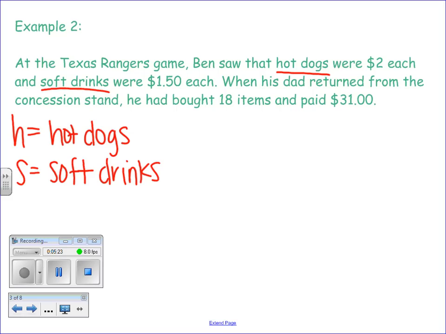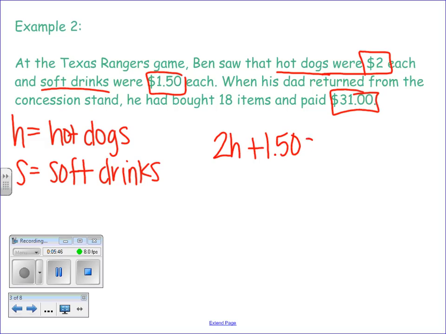Now, I need to see what information from the word problem I am going to use. I know my hot dogs are $2 each, and I know that my soft drinks are $1.50. In total, how much money did I spend? $31. So similar to the last problem, I can say $2 for a hot dog plus $1.50 for my soft drinks equaled the total amount of money that Ben's dad spent.